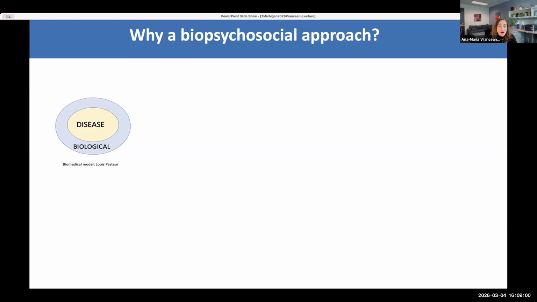However, the biomedical model does not really work outside of infectious diseases. So we don't have an antibiotic for cancer, dementia, or for the majority of neurological illnesses. It would be nice if we had, but we just don't.